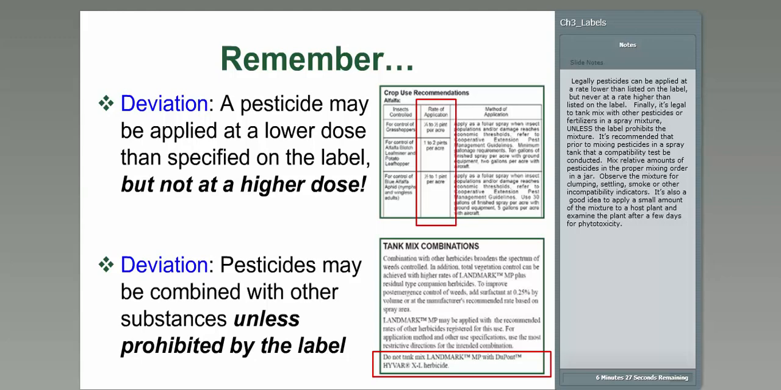Mix relative amounts of pesticides in the proper mixing order in a jar. Observe the mixture for clumping, settling, smoke, or other incompatibility indicators. It's also a good idea to apply a small amount of the mixture to a host plant and examine the plant after a few days for phytotoxicity.